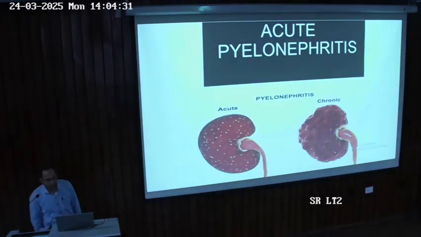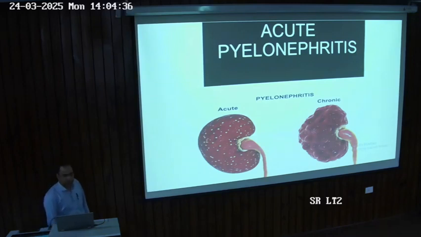So this is a picture showing acute and chronic pyelonephritis. In acute pyelonephritis, the kidney will be bulky. In an ultrasound report, you will sometimes see that the radiologist writes "bulky kidney"; bulky means enlarged kidney. In the chronic case, the kidney will be shrunken in size. It could be asymmetrical or symmetrical.